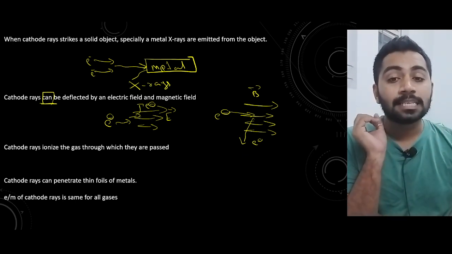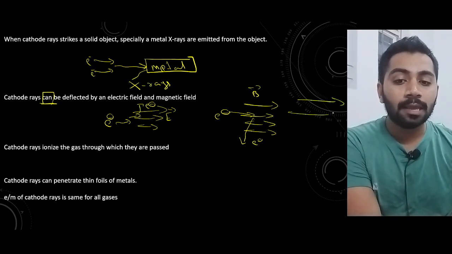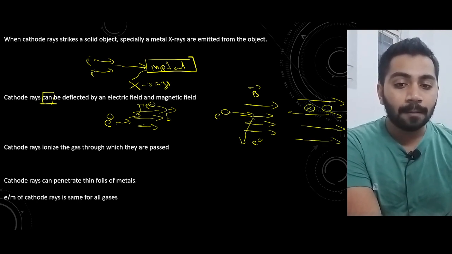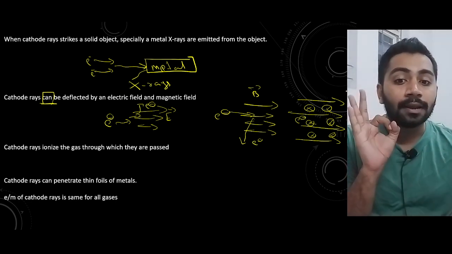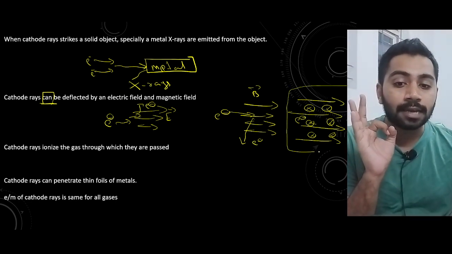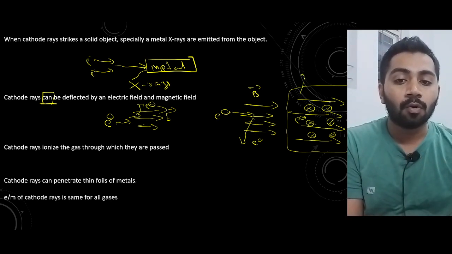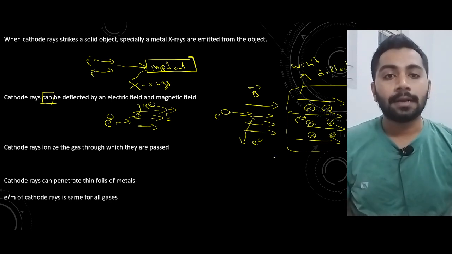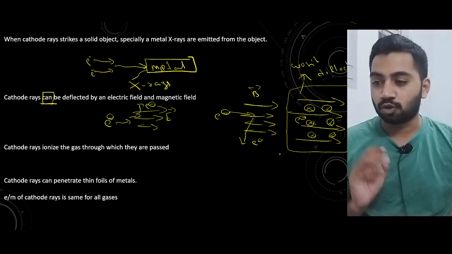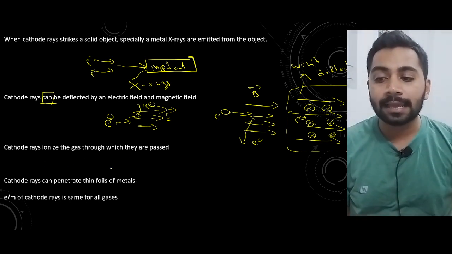But there is a special case when you keep the electric field and magnetic field exactly perpendicular. In this case, the electron won't deflect. This is a special case. This time it won't deflect. Clear cut.